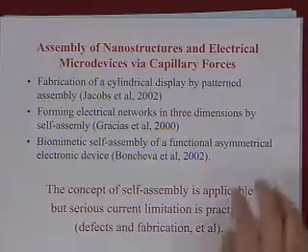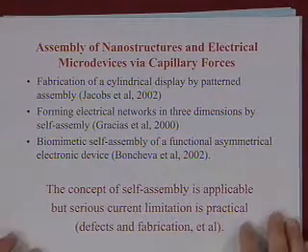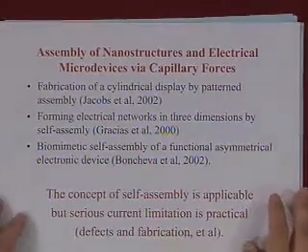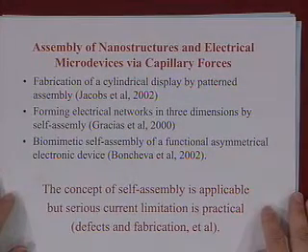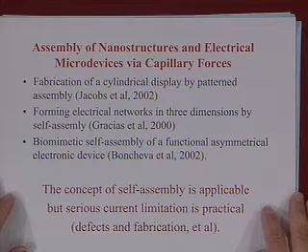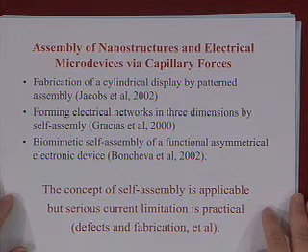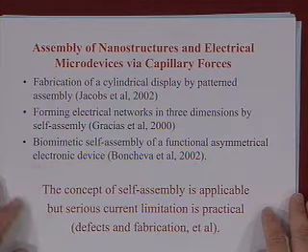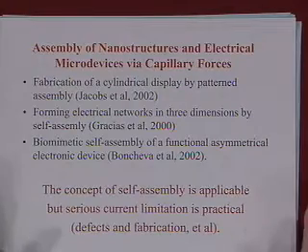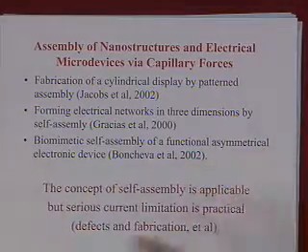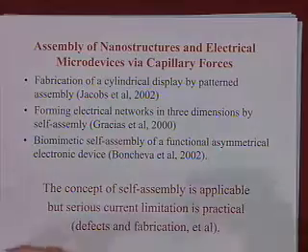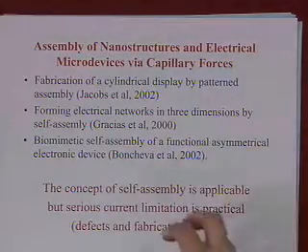Okay, final slide. I also read several other interesting literature, but I'm not going to give the details. The title is The Fabrication of Cylindrical Disparate Bipartite Assembling and Forming Electrical Network in 3-dimensional by Self-Assembling and Biomimetic Self-Assembling of a Function as Symmetric Electrical Device. I mean, this literature shows what they can do. Like they form the network. I mean, they make some small circuit.